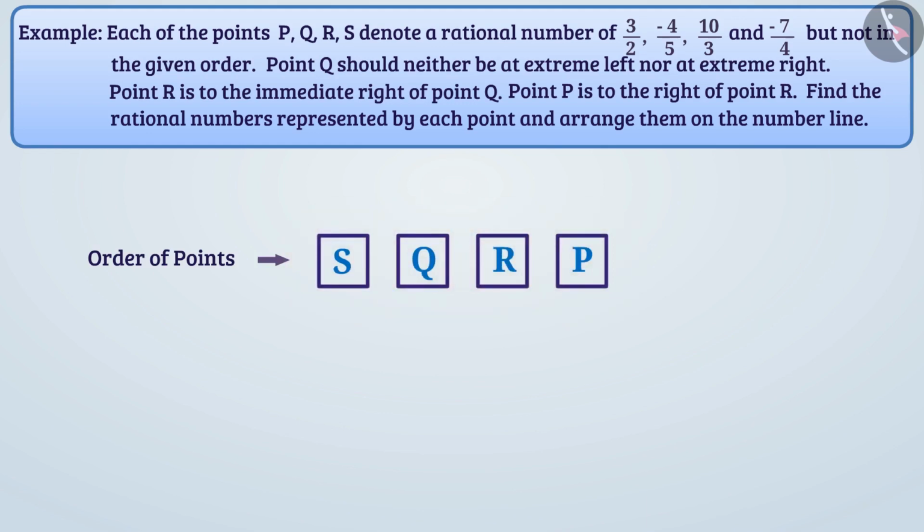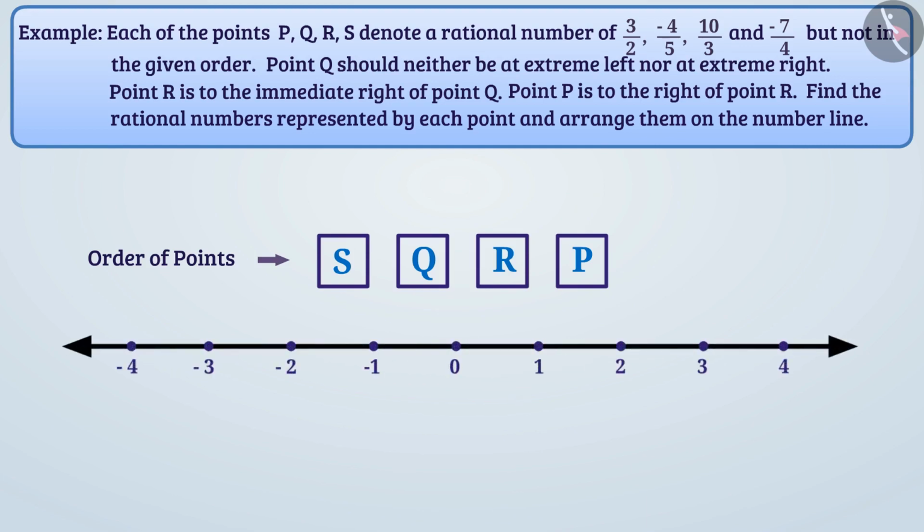Similarly, we will now arrange the given rational numbers in increasing order. For this, we will use the number line, that is, we will represent the rational numbers given on the number line. 3 by 2 is a positive rational number. We can write this as 1 and 1 by 2. Hence, its position is between 1 and 2. To find the right place, we will divide the distance between 1 and 2 into as many parts as the denominator, that is 2 parts. Since the numerator is 1, by taking one of these 2 parts, we will denote the number 1 and 1 by 2, or 3 by 2.